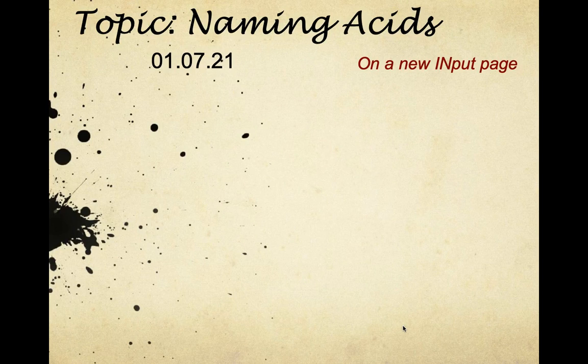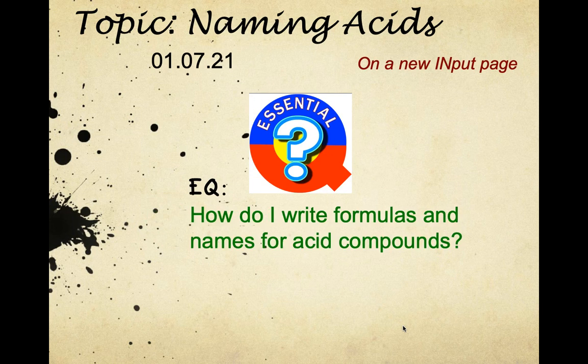Hello, and welcome to another topic in chemistry as we continue to understand more about formulas and naming of different kinds of compounds. We have one topic today that is a specific type of compound called acids. Here's our essential question for today: How do I write the formula and the names for acid compounds? It turns out that there's still patterns and there's still rules, but these are a little bit different.